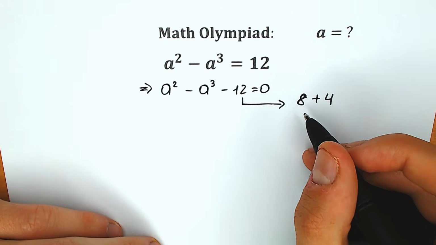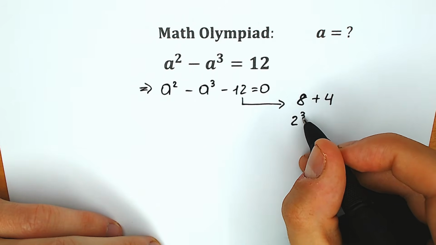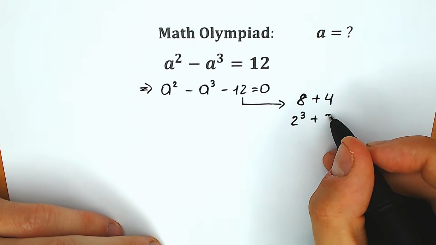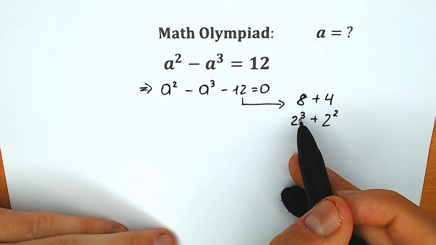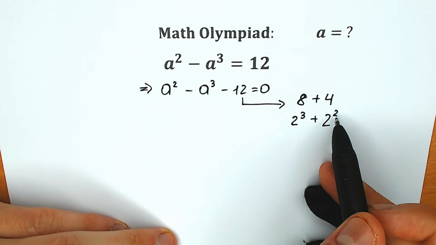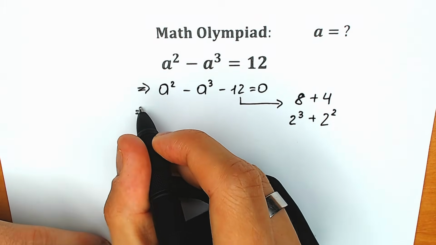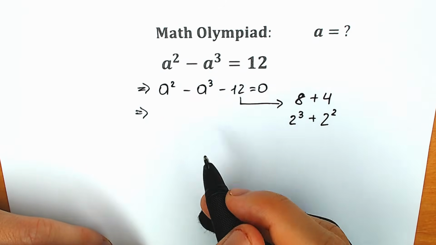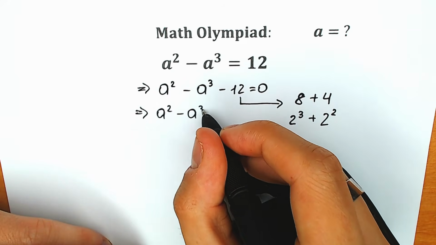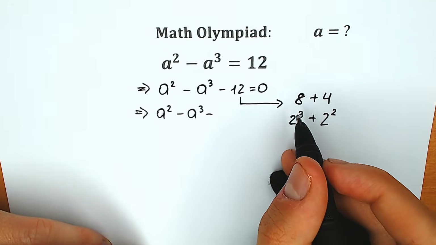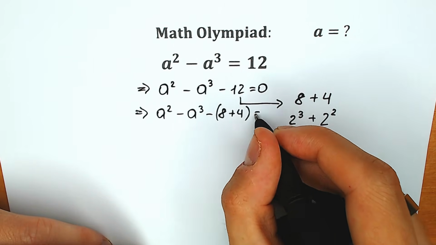8 is a great number, because we can write this 8 as 2 cubed. This 4 can be written as 2 squared, and this helps us a lot because then we can group this third power with a cube, and the second power with a to the second power. So right now let's see what will happen. As I said before, we're going to write 8 plus 4 instead of this 12. So we have a square minus a cube minus (8 plus 4) equals 0.